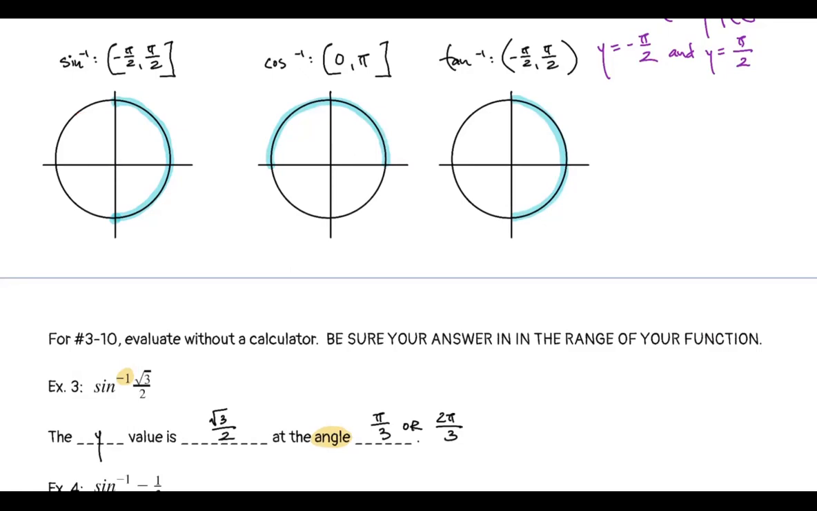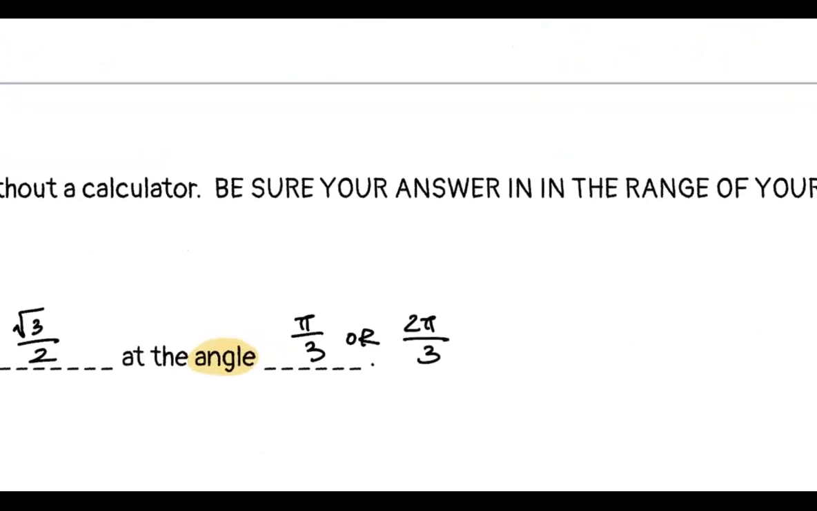So I'm going to come back down to the answers, and I'm going to put a green circle around pi over 3 because this is in the range, but I'm going to put a big red X through 2 pi over 3 because it is not in the range of inverse sine. Okay, it's not in the range of inverse sine. All right, let's try another one.